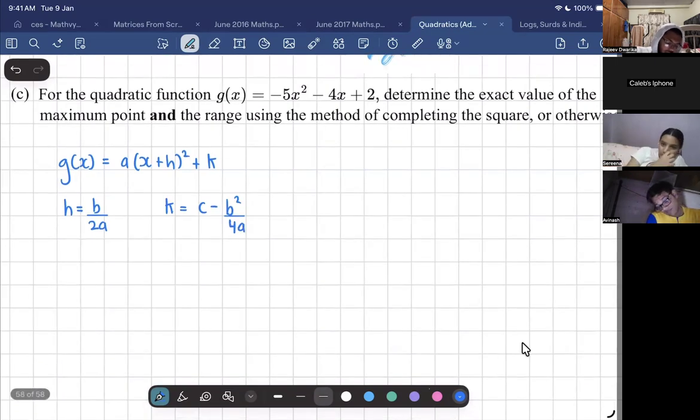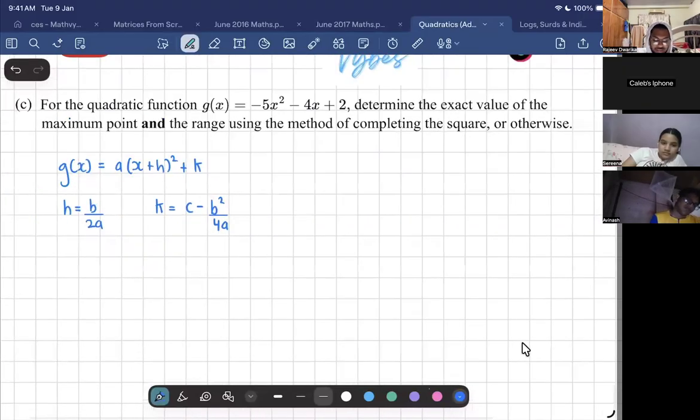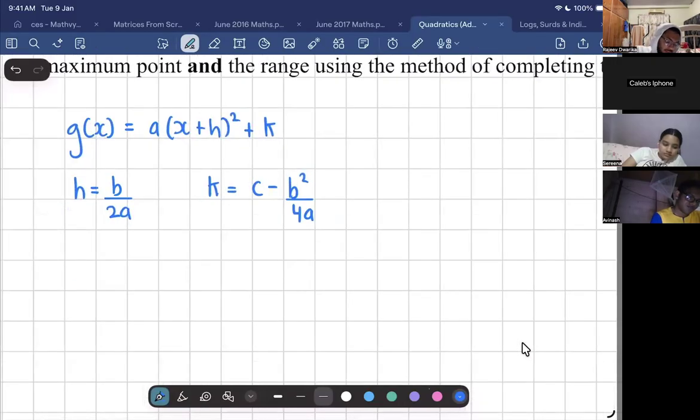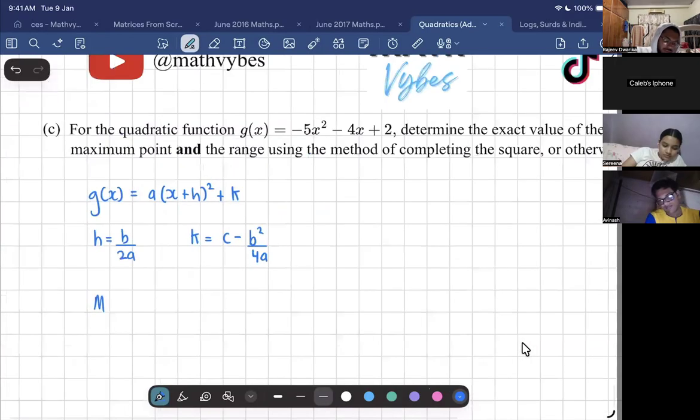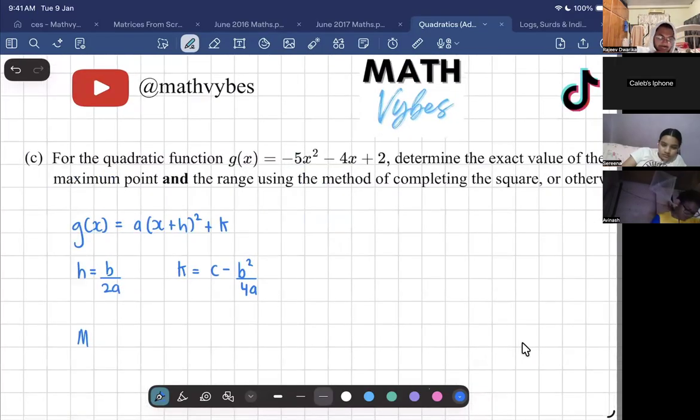Right, and why do we want to find h and k? They want us to figure out the exact value of the maximum point and the range using the method of completing the square. So when you find h and k, you can find the maximum or the minimum turning point. Since the coefficient of x² here is negative, Avinash, what kind of graph could this be? A maximum or minimum? Negative, so minimum. Again, if you're negative, are you happy or sad? Right, maximum. You're sad, you're frowning, maximum.